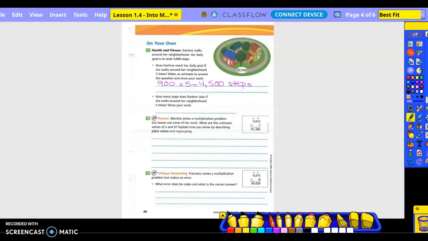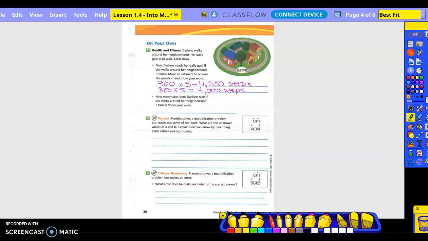Yes. But the only thing is that we went a little higher, right? Okay. So, is there a possibility maybe we'd be wrong? Possibly. What if we did that as our high? If we did a low, what could our low be? 800 times 5, which equals 4,000. So either way, do we know she made enough? Yes. It's 4,000 right on, and then 4,500 is a little above, right?